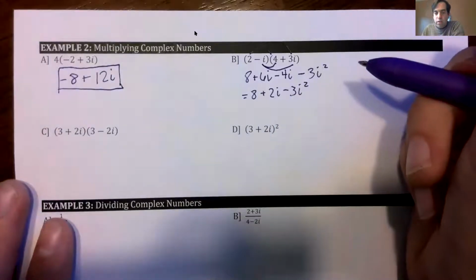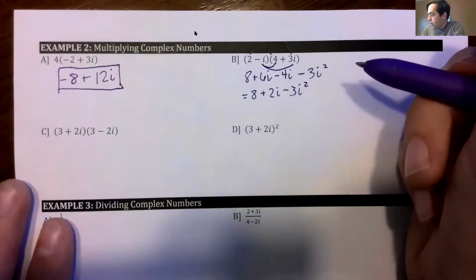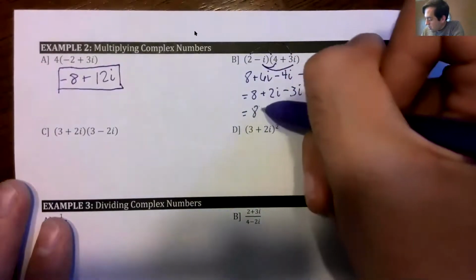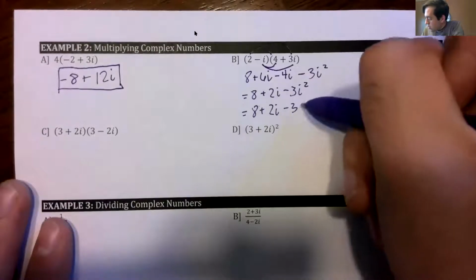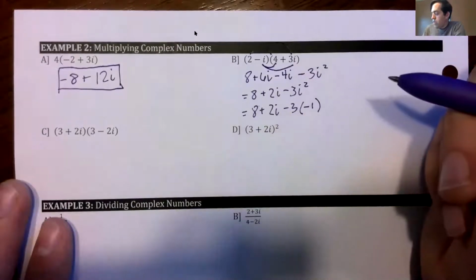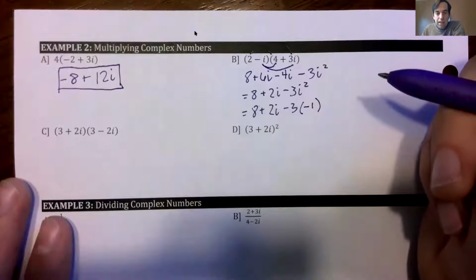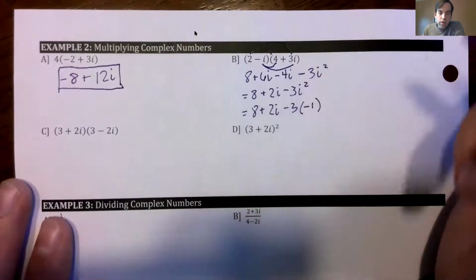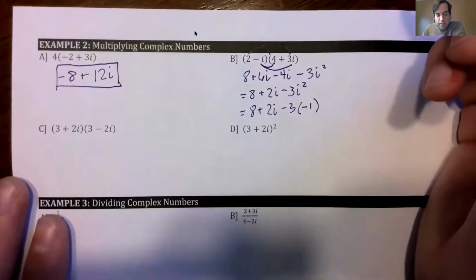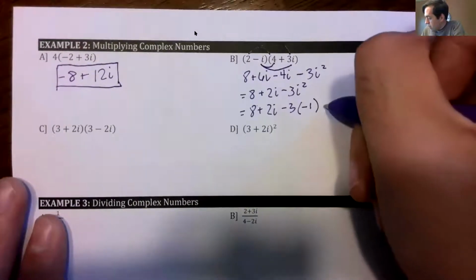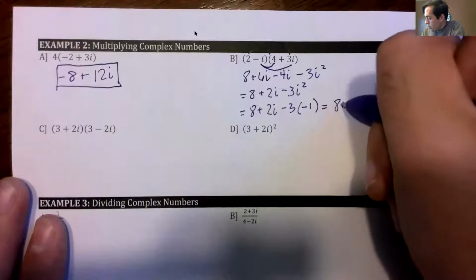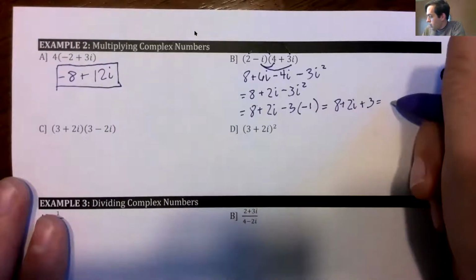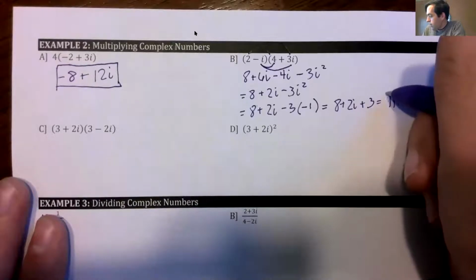because remember on the first page we said that i squared equals negative 1. So this is really 8 plus 2i minus 3 times negative 1. That's one of those cases where you want to keep track of the i's, the imaginary numbers, because some of them turn real in some cases. So let's kind of finish this up. We end up with 8 plus 2i plus 3, which is going to become 11 plus 2i.